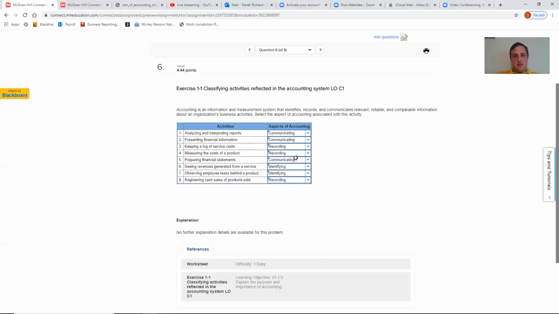So keeping a log, that's recording. Measuring the cost, again, recording. Something's already happened and now we're recording those transactions so that we can get to the communication phase. Preparing financial statements, communication, and then the rest are identifying. Seeing revenues is identifying the fact that a service was provided. Observing employee tasks behind a product. And registering cash sales of products sold is recording.